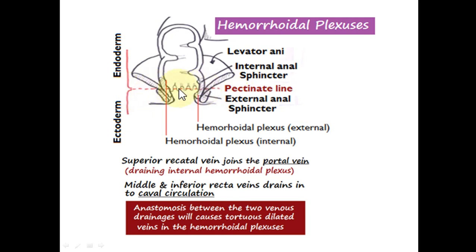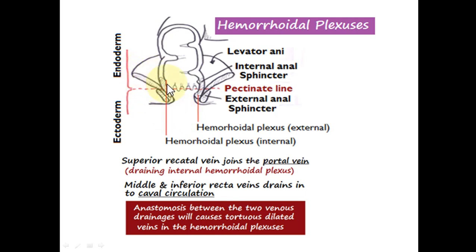The pectinate line, also known as the dentate line, is a line which divides the upper two-thirds and lower one-third of the anal canal. The pectinate line marks the division between the anal canal and the rectum. It also marks the area supplied by the visceral and peripheral nervous system.